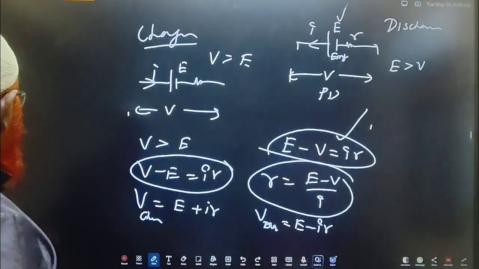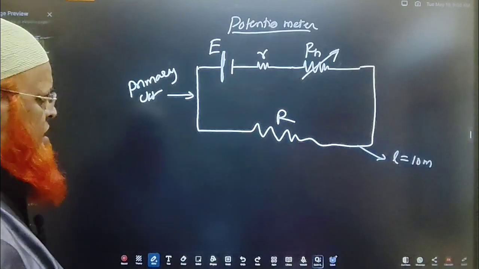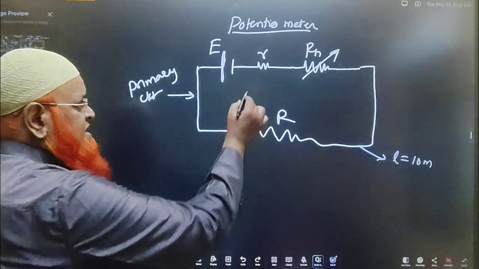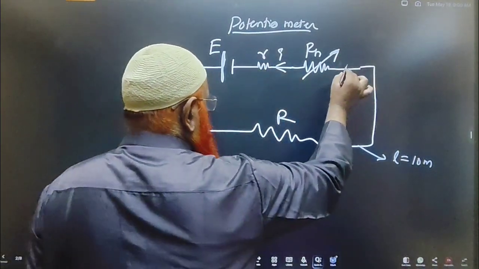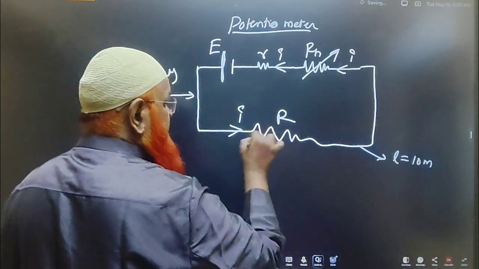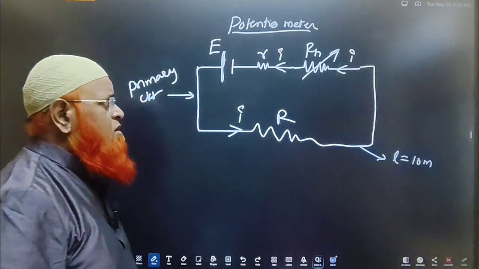Okay, then we shall go on to the next. See here, this is called a potentiometer. From this potentiometer, the current is passing through the internal resistance, through the rheostat, and through the external resistance of a wire whose length is 10 meters. Hope you are understanding what I am saying now.